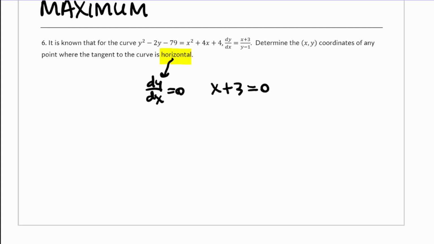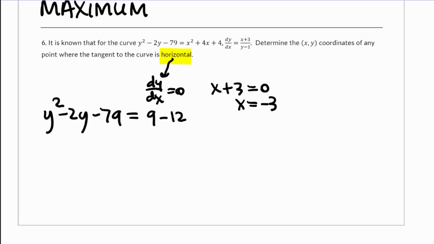But we don't really talk about where dy/dx equals 0 over 0 in AP Calculus. This would be where x is negative 3. And then I'm going to plug into the original equation to find the y-coordinate and get my xy coordinates of any point where the tangent is horizontal. So y squared minus 2y minus 79 is going to equal x squared, so that's positive 9, plus 4x would be minus 12, plus 4. Okay, so 9 minus 12 plus 4, that'll be 1.